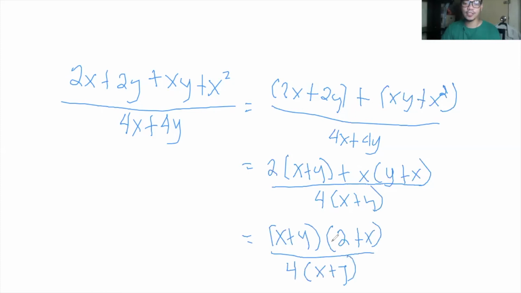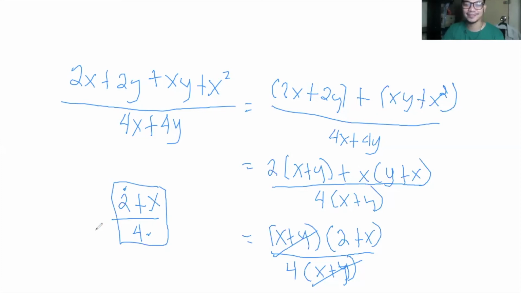If you notice now, these are factors which we can cancel. x plus y and x plus y can be cancelled. So the final answer would be (2 plus x) over 4. Question: can we still cancel 2 and 4? The answer is no, because 2 plus x is just one expression and it's not a factor. So that will be our final answer for the expression when we simplify it. Okay, good.